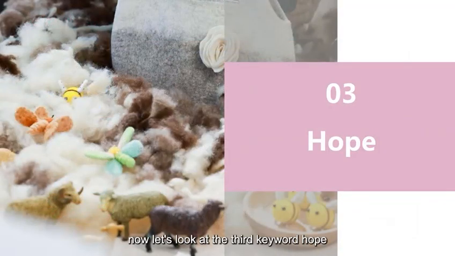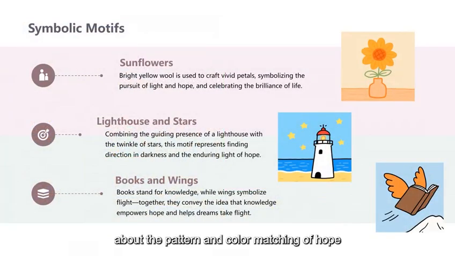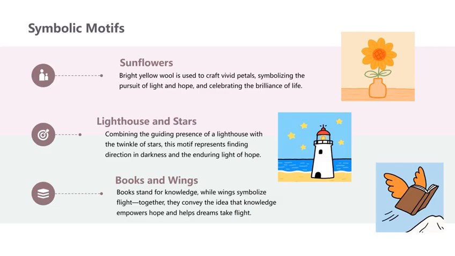Now let's look at the third keyword, hope. Hope is the seed of dreams, the light in the darkness, and also a strength in trouble. What do you think connects us to hope? About the pattern and color matching of hope: for example, the bright and dazzling sunflowers that pursue hope, stars and beacons that bring light and hope in the darkness, or the wings and books that symbolize knowledge and freedom.